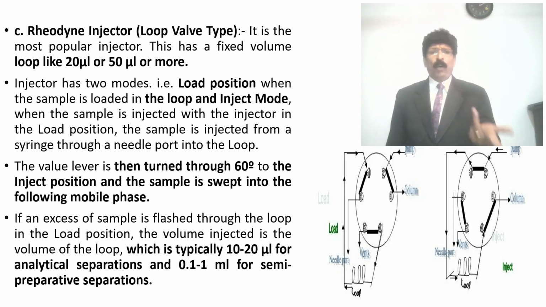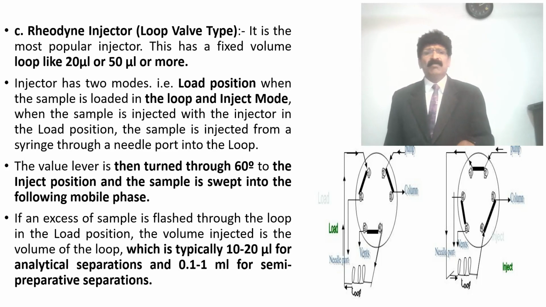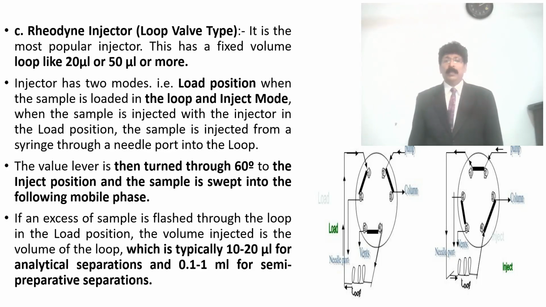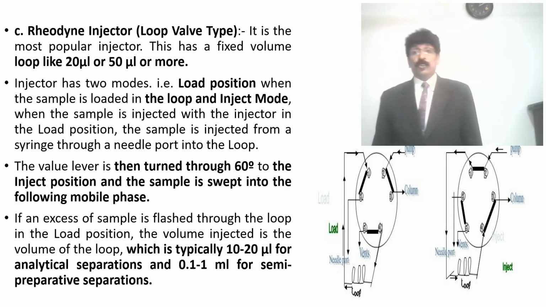The volume of the loop is typically 10 to 20 microliters for analytical separation, and sometimes it is 0.1 to 1 ml for semi-preparative separation also. Quantity can also be increased.